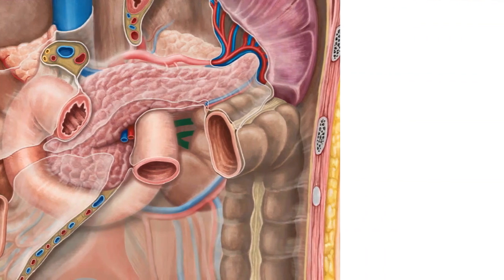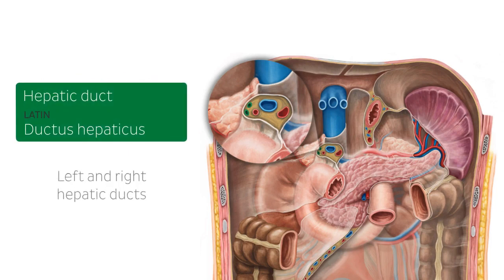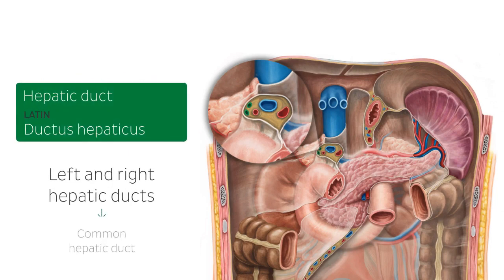And before we move on to look at some other organs surrounding the kidneys, let me show you these final vessels, which are located inside the hepatoduodenal ligament. These are the right and left hepatic ducts, which unite to form the common hepatic duct.